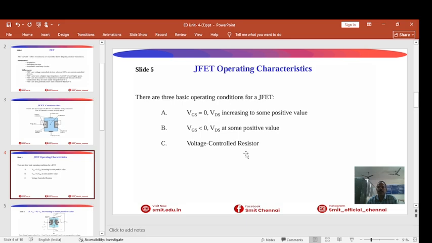There are three basic operating conditions for JFET. One is when VGS is equal to 0, with VDS increasing to some positive value. In the next case, VGS is less than 0, with VDS at some positive value. The third one is called the voltage controlled resistor mode, also called voltage variable resistor mode. So these are the three modes of operation for a JFET.